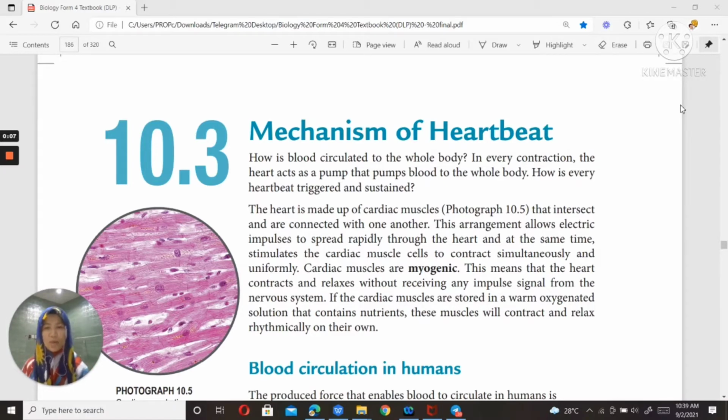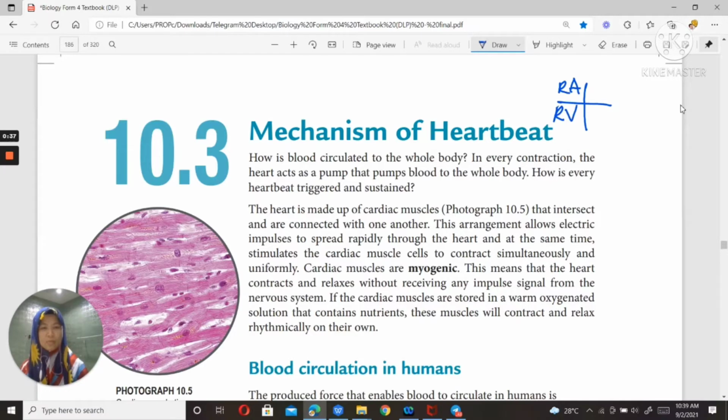For today's lesson, we are going to learn the third content standard, or the third subtopic of chapter 10, which is 10.3 mechanism of heartbeat. So you have learned about the chambers of the human heart: the right atrium and right ventricle, and then the left atrium and left ventricle. Actually, how is blood circulated to the whole body?